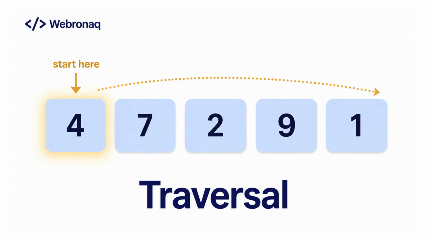Here is a question. Imagine you have a collection of items and you need to visit every single one of them, in order, without missing a single item. How do you do that? That idea has a name. It is called traversal. Traversal simply means moving through a data structure and visiting each element, one by one, and it shows up everywhere in programming. Searching for a value, printing a list, calculating a total.